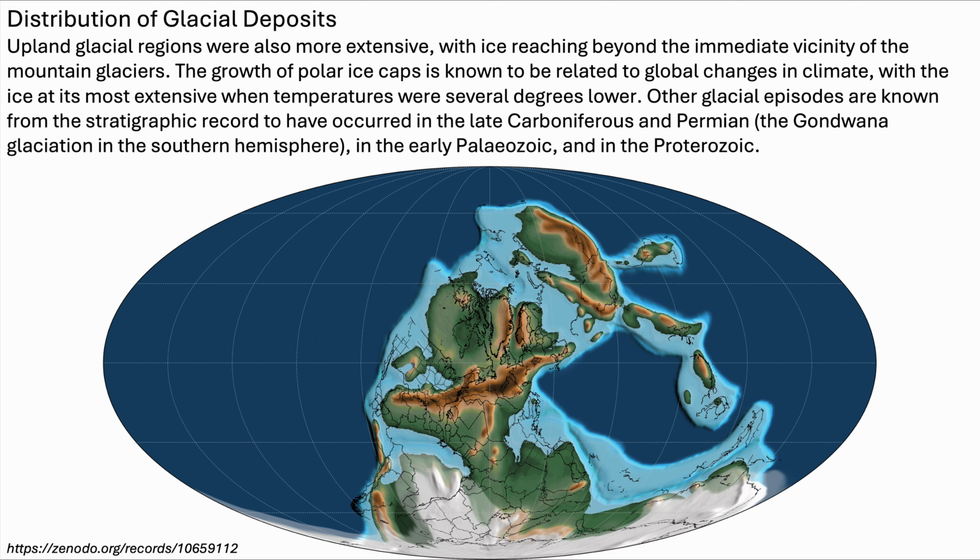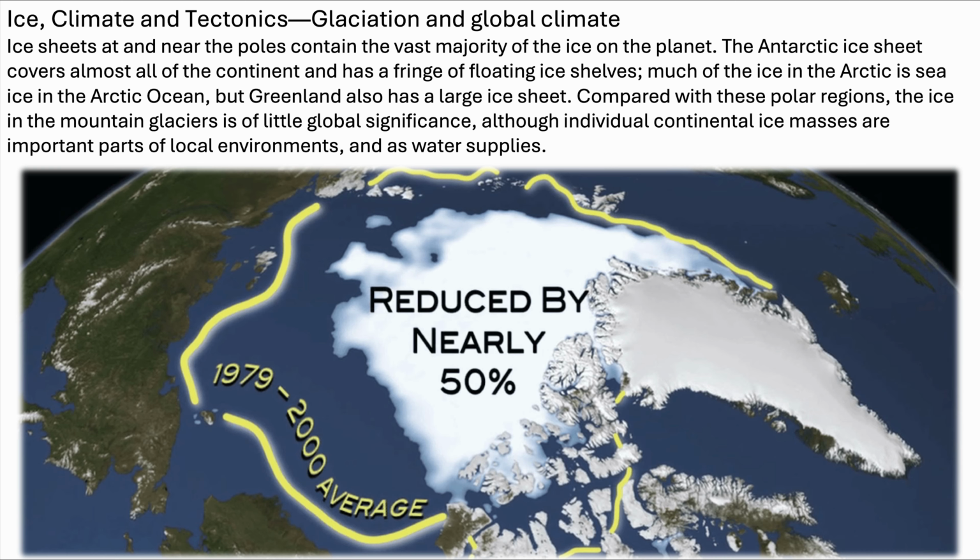We do know, however, that glacial deposits occur at other periods of geologic time, including the late Carboniferous and the Permian, and the Hirnantian glaciation of the Ordovician, and several episodes in the Proterozoic. So ice sheets at and near the poles contain the vast majority of the ice on the planet today. The Antarctic ice sheet covers almost the entire continent with a fringe of floating ice shelves, whereas much of the ice in the Arctic is sea ice in the Arctic Ocean, although Greenland hosts a significant ice sheet.